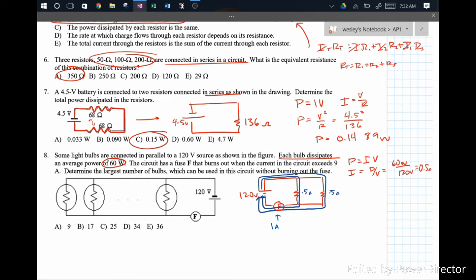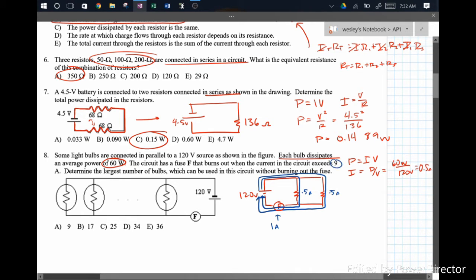So if I can go up to 9 amps before we break, that means we're going to have one less than that, or 17 bulbs. I didn't draw 17, but when I have 17 bulbs, I have 8.5 amps running through there. I get to 18, that's 9 amps, and we'll break.